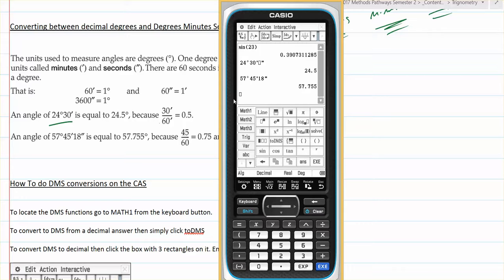If I want to go backwards, let's say I want to convert to DMS, then you click the to DMS button, enter whatever you want to convert back to degrees, minutes, seconds, and click enter. Let's say I want to convert 55.234. Click it and it'll convert it to degrees, minutes, seconds. Make sure you round your answer appropriately. So we've got 55 degrees, 40 minutes, and 2 seconds, because you got 2.4 seconds.